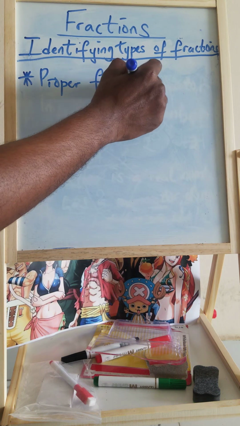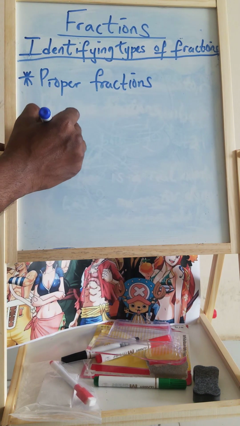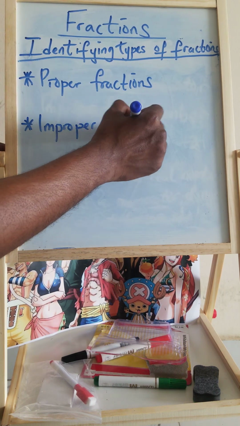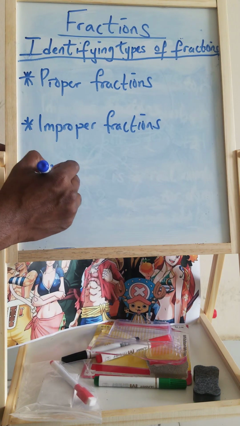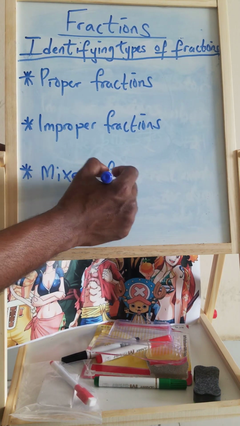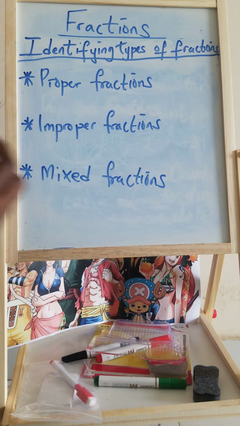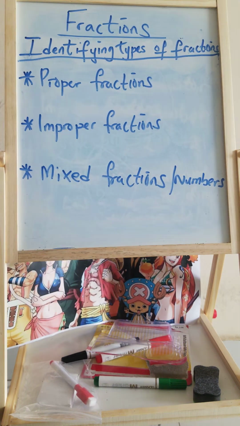Proper fractions. Then also we have the improper fractions. Improper fractions. And lastly, we'll be talking about the mixed fractions or mixed numbers, either way. Now, we have the proper fractions, improper fractions, and mixed fractions or mixed numbers.